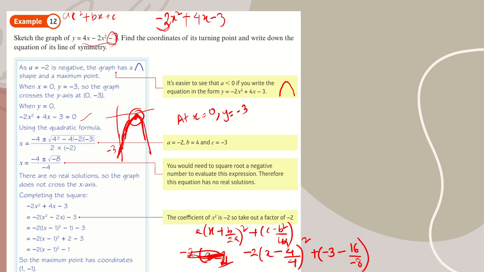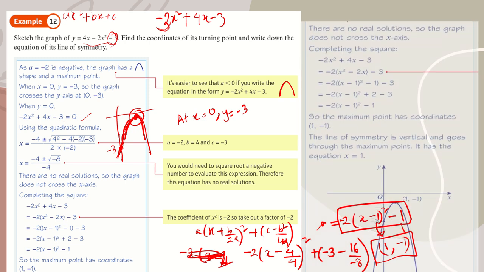If we simplify this, you get minus 2 into x minus 1 whole square, because 4 by 4 is 1. Then minus 3 plus 2, because 16 by 8 is 2, and minus and minus becomes plus. If you put it in your calculator, it becomes much easier. Minus 3 plus 2 is minus 1. So this is how your completing the square looks. This is P and this is Q, but for P you have to change the sign. So the coordinate of P is 1 and the coordinate of Q is minus 1. Now we have the maximum point as well: 1 and minus 1.